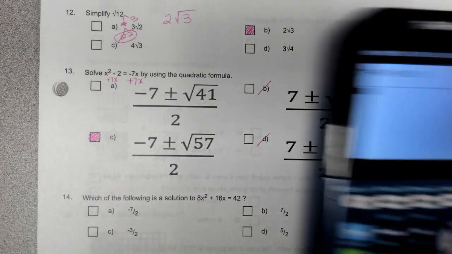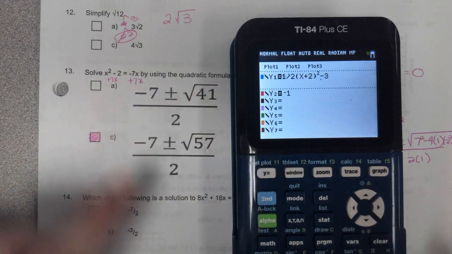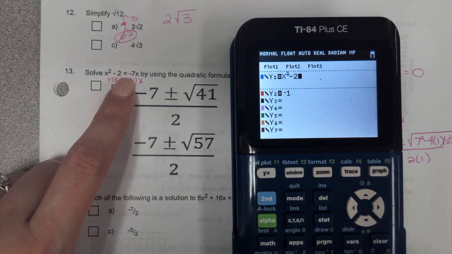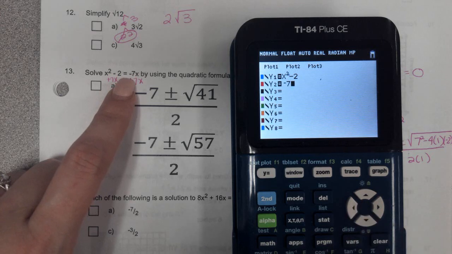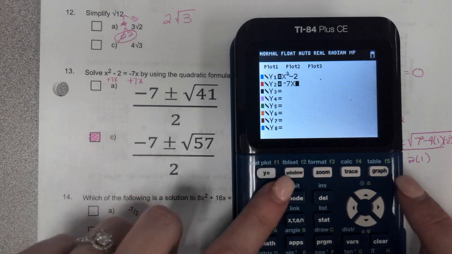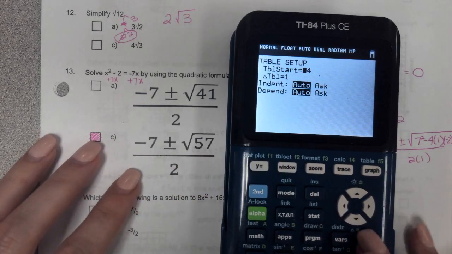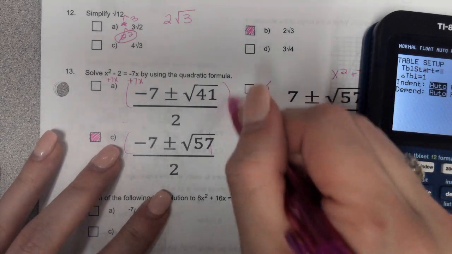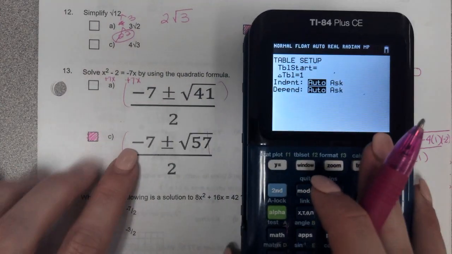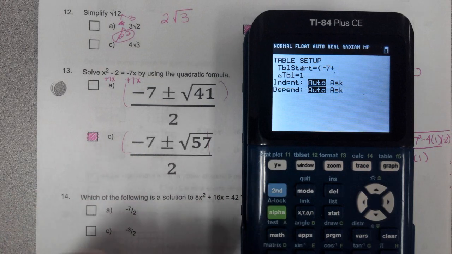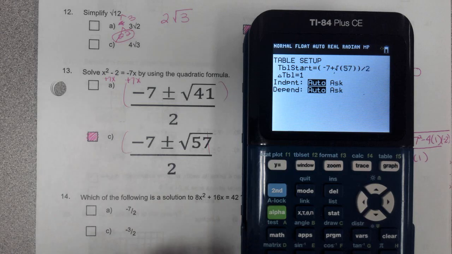And again, you can check yourself. Left side y1, x squared plus 7x, right side y2, 2. And yes, these are nasty numbers, but you can still second window and get there. You just have to put the top in parentheses. Sorry, that messed up my parentheses. Okay, so if I jump right here, parentheses negative 7 plus the square root of 57, close parentheses, divided by 2.